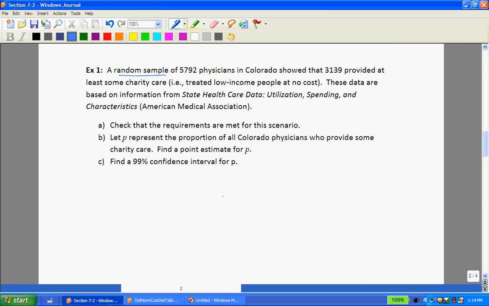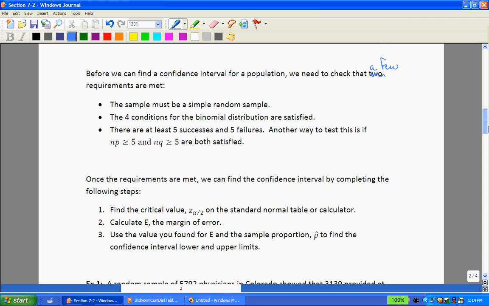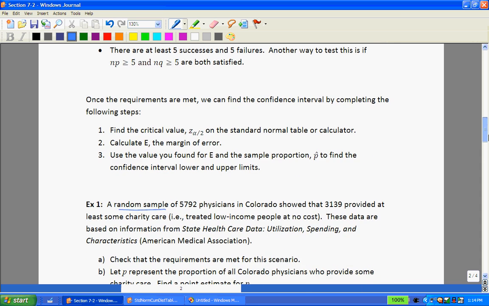Only 2 possible outcomes are possible. Well, yeah, either the physician chooses to do some charity care or they don't, so that's met. The probability of success, meaning that the physician does some charity care, is the same from trial to trial. In this case, if we were to use a proportion to state and use that as the probability that a physician would do some charity care or not, then we can say that's true. And then finally, are there a finite number of trials? Yes, because there's only so many physicians in Colorado. So I think that all of those are met. Then we had that there are at least 5 successes and 5 failures.